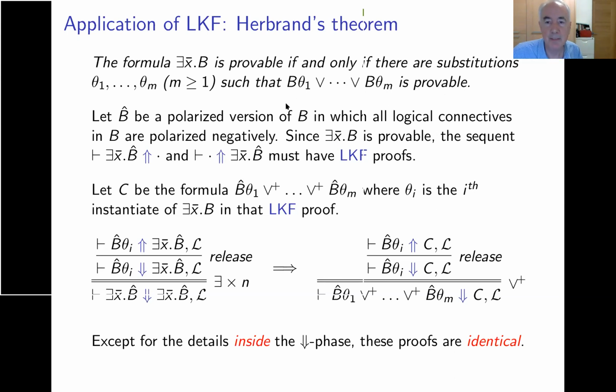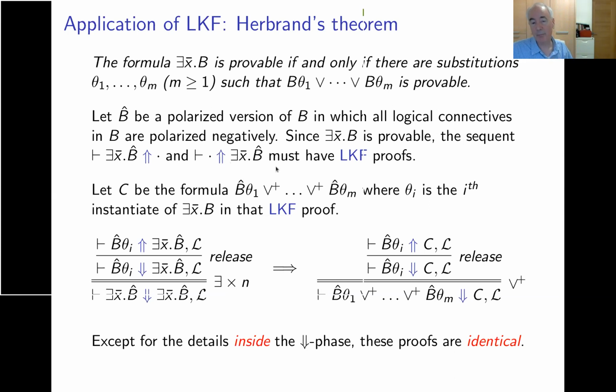Now, this is easy to prove because of using LKF. What we do is we're going to prove it in the one direction. Because it's provable, it has to be provable in LKF for every polarization. So we can pick whatever we want. So we pick a polarization in which the propositional connectives are all negative. So they're invertible. There's sort of no information content, if you will, to be given to them. Now, since the existential is provable, completeness says both this first sequence and hence the second one, the focus sequence, are provable. Their difference is just the storage. They must have LKF proofs.